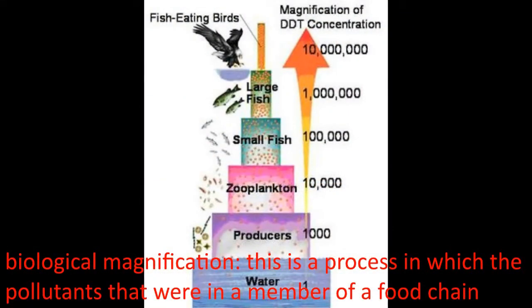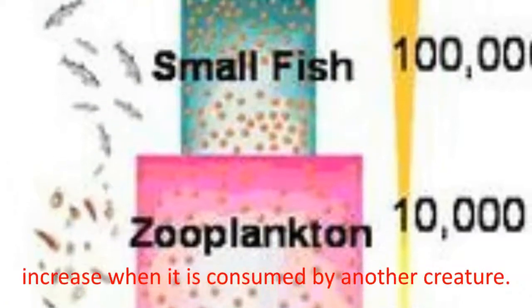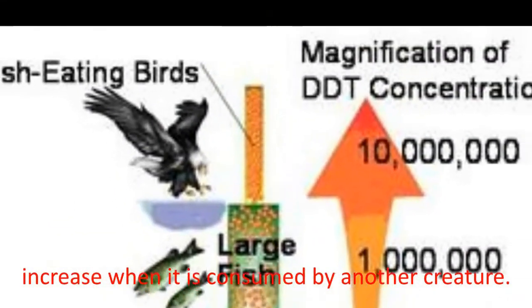Biological magnification. This is a process in which the pollutants that were in a member of a food chain increase when it's consumed by another creature.